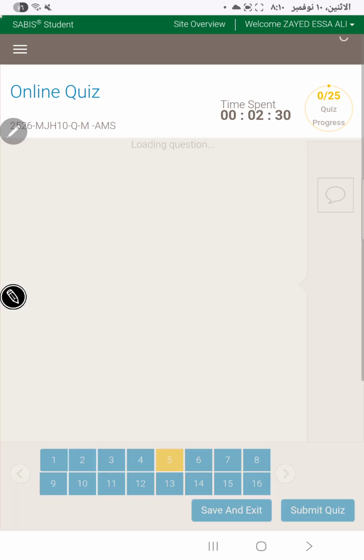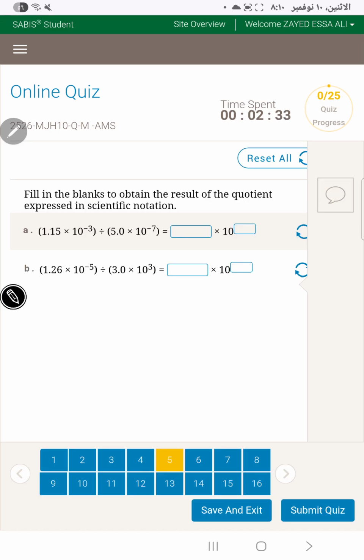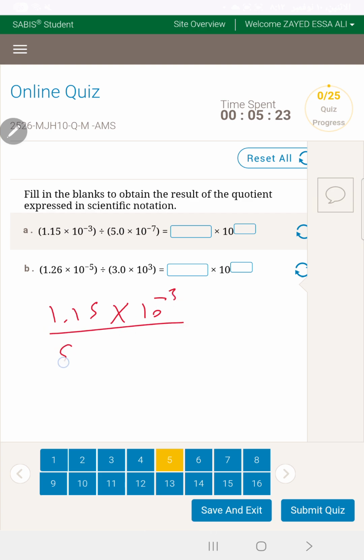Question number 5 now. Fill in the blanks to obtain the result of the quotient expressed in scientific notation. So here you have to divide 1.15 times 10 to the power of minus 3 by 5 times 10 to the power of minus 7. First step, let's write it: 1.15 times 10 to the power of negative 3 divided by 5 times 10 to the power of negative 7.